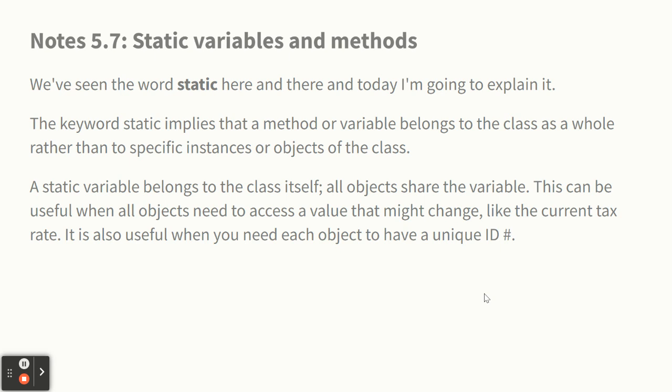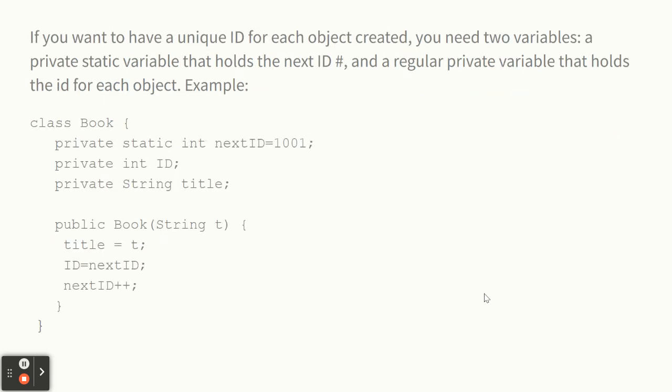It's useful if you want to have each object have its own unique identification number, like a student ID number or a social security number or something. Or if you're doing commerce and you want everybody to have access to the current tax rate, that would be a variable that all the objects have inside of them. I'll show you. So if you want to make a unique ID for every object that you create, here's a book, and we're giving the book a title and an ID number.